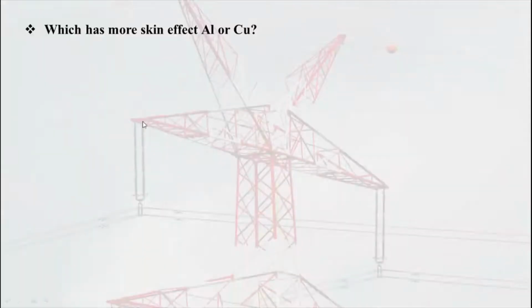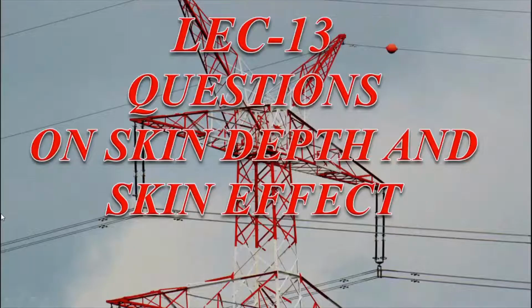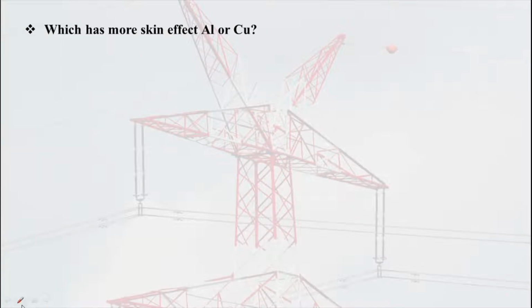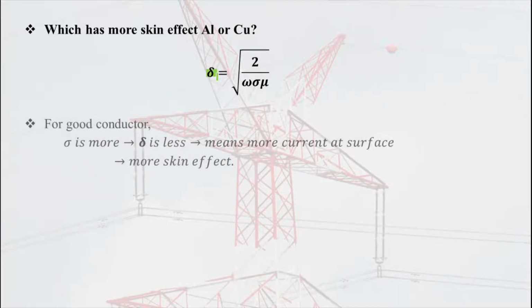The first question is, which has more skin effect, aluminium or copper? In my previous video, I told you a very important formula that skin depth delta is equal to under root of 2 by omega sigma mu, where omega is the angular frequency, sigma is the conductivity, and mu is the permeability. Small skin depth means less penetration of current in the conductor, or more current flowing near the surface of the conductor. It means more skin effect.